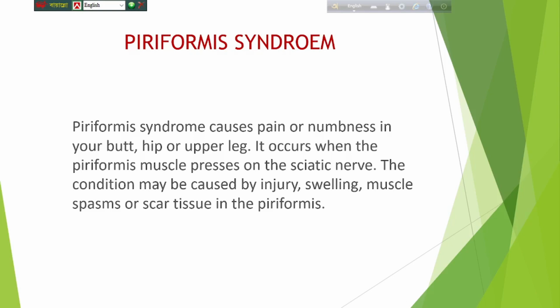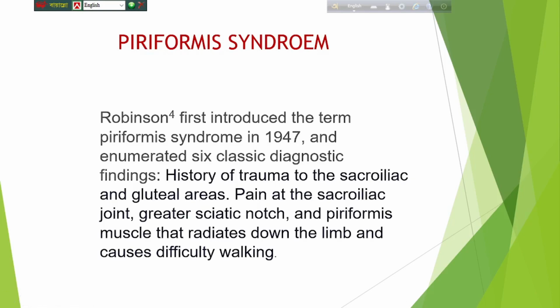Piriformis syndrome causes pain or numbness in the butt, hip, and upper leg. It occurs when the piriformis muscle presses on the sciatic nerve. The condition may be caused by injury, swelling, muscle spasm or scar tissue in the piriformis.